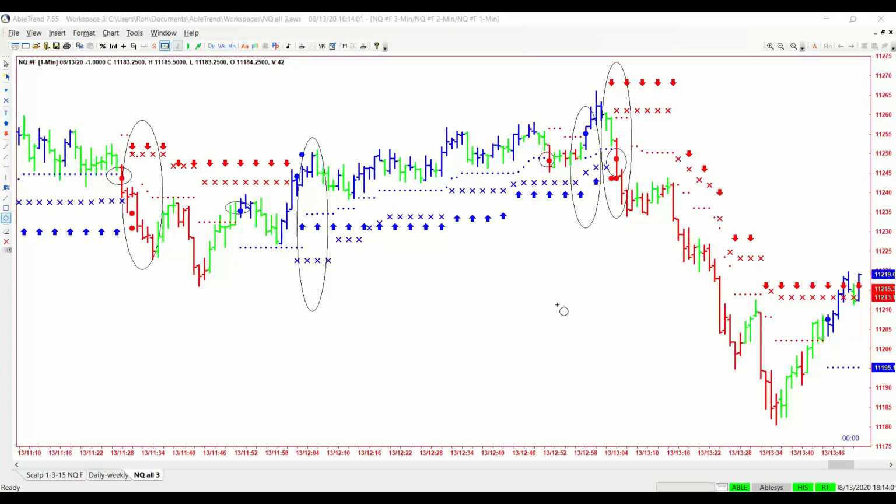Plus, we got 3 time frames working at the same time. I mean, how much better does it get than that? How much more can you realistically ask for? I mean, this has been a fantastic week. Huge winning week. One of the best weeks of the year.